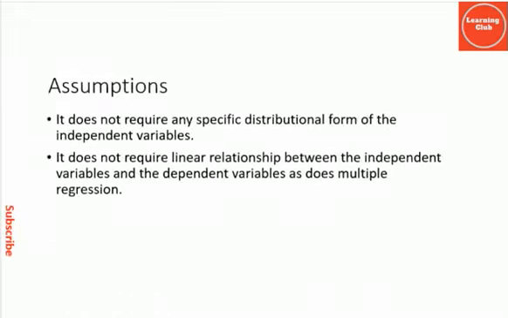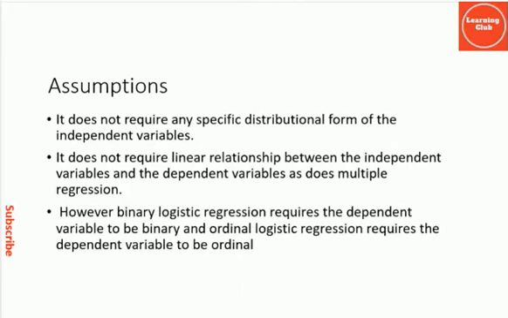Now there are some assumptions to keep in mind while using logistic regression. 1. It does not require any specific distributional form of the independent variables. 2. It does not require a linear relationship between the independent variables and the dependent variable, as multiple regression does. 3. However, binary logistic regression requires the dependent variable to be binary and ordinal logistic regression requires the dependent variable to be ordinal.